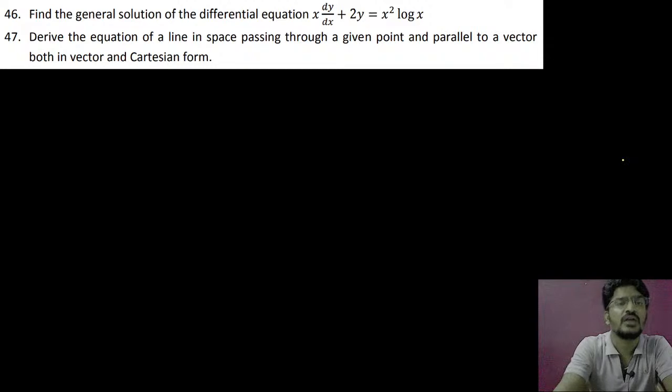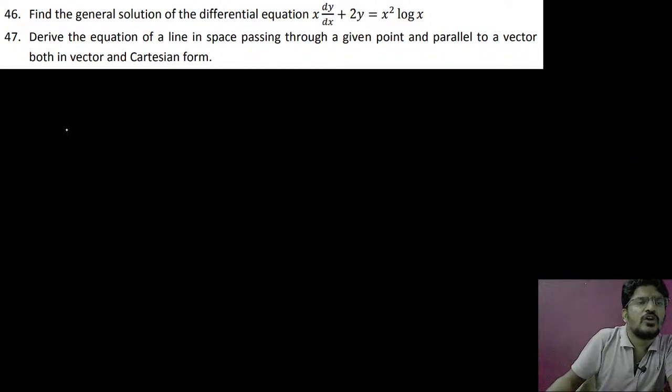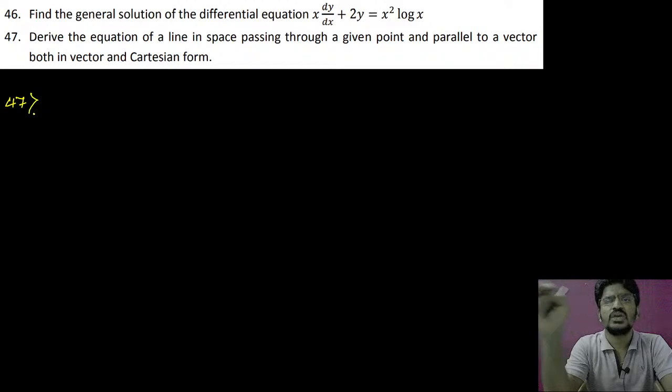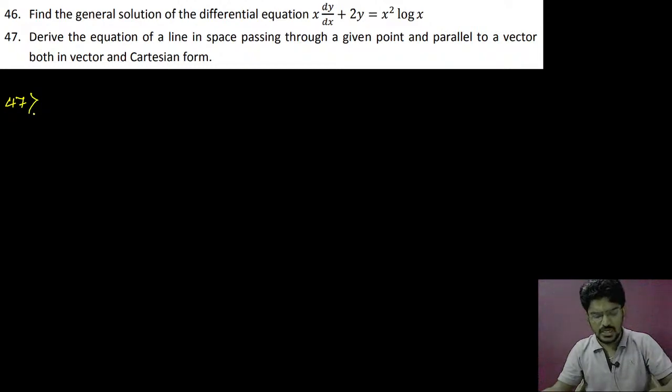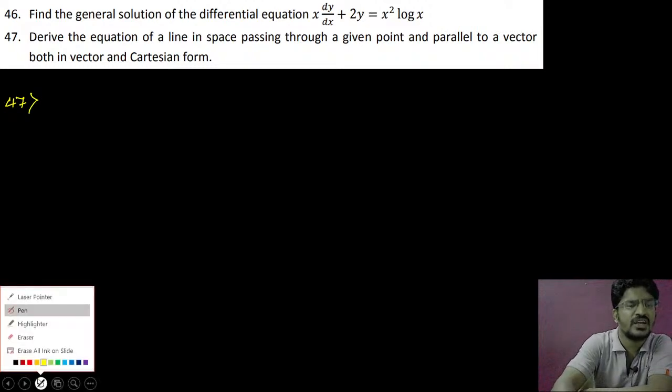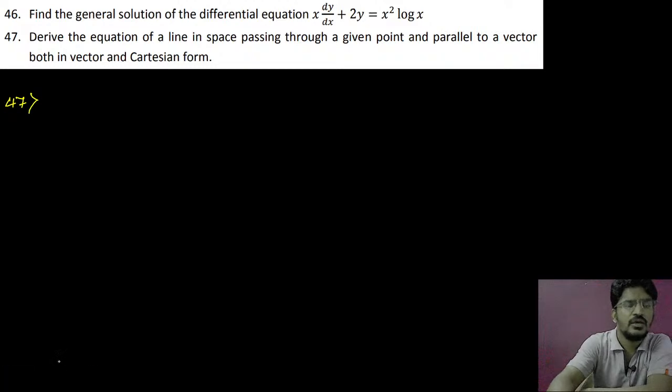Clear? Okay. Let us go for problem number 47. That is, derive the equation of a line in space passing through the given point and parallel to a given vector, both in vector and Cartesian form. Very simple theorem. They have asked on the vector and Cartesian equation of a line.